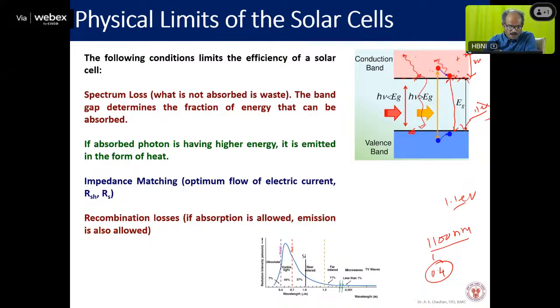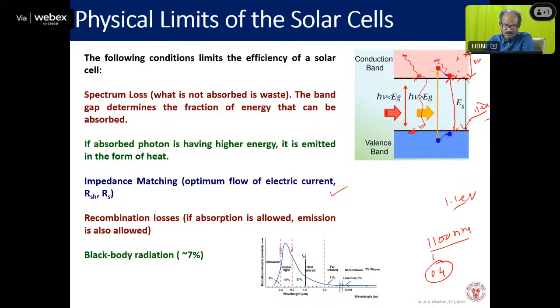So this I explained, and then there is another loss which is actually impedance matching. This also we know from our basic electronics that if you are connecting two circuits, in that case impedance matching is absolutely necessary. Otherwise, the power will not be transferred from one circuit to the other circuit. So when we are putting a load, the impedance matching is also important. So that loss is also there.